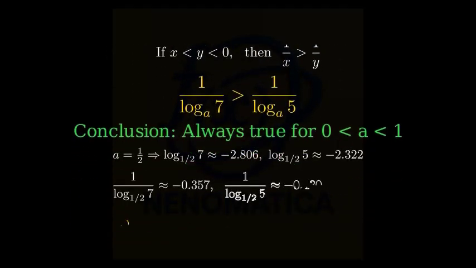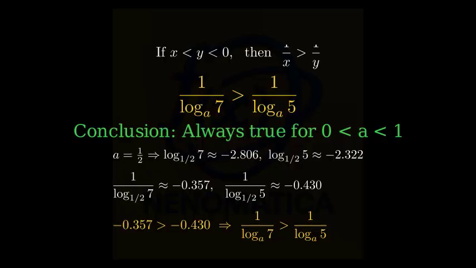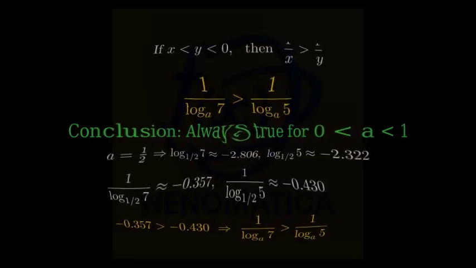As a quick check, take a equal to 1/2. Then log base 1/2 of 7 is about -2.806, and log base 1/2 of 5 is about -2.322. Their reciprocals are about -0.357 and -0.43. So indeed, 1 over log base a of 7 is greater than 1 over log base a of 5.